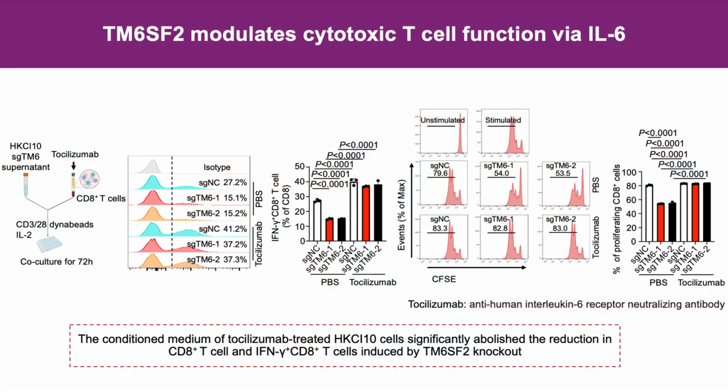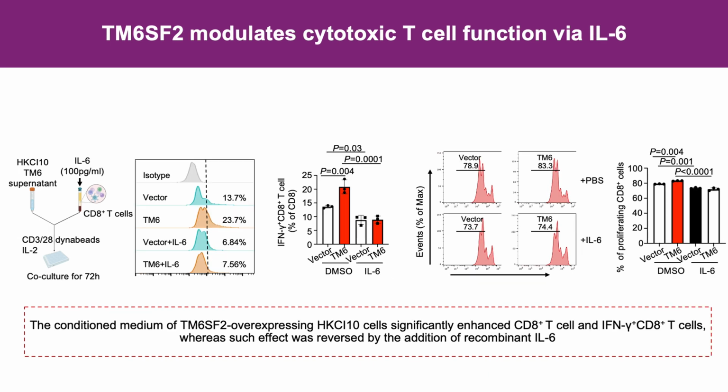The results show that the conditioned media of interleukin-6 antibody-treated HCC cells significantly abolished the reduction in CD8 positive T cells and IFN gamma CD8 positive T cells induced by TM6SF2 knockout. In contrast, the conditioned media of TM6SF2-overexpressing HCC cells significantly enhanced the CD8 positive T cells and IFN gamma CD8 positive T cells, whereas such effect was reversed by the addition of recombinant interleukin-6. This result indicated that TM6SF2 modulates cytotoxic T cell function via interleukin-6.